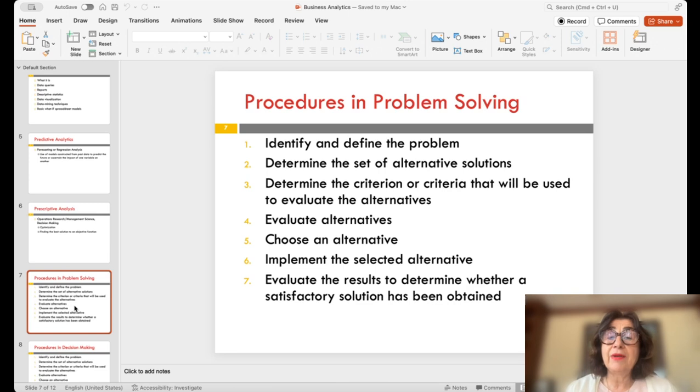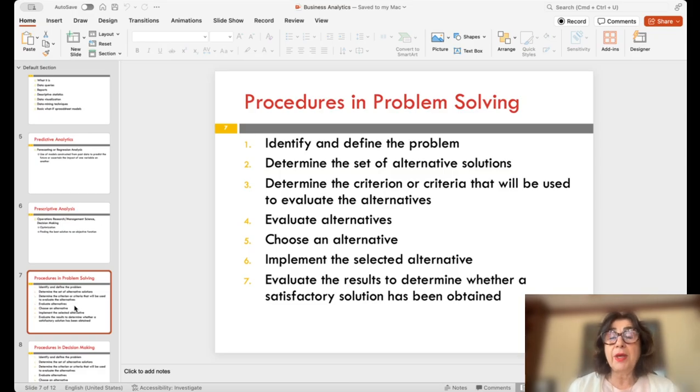And then you could research and figure out some other alternative solutions. And then once you have a set of alternative solutions, you have to determine a criteria to be used to evaluate those alternatives. That's going to help you understand each alternative, its pluses and minuses, its advantages and disadvantages. You will be able to evaluate all your alternatives, and that would help you pick the alternative that you feel is going to solve the problem. So you will choose that alternative in step 5.